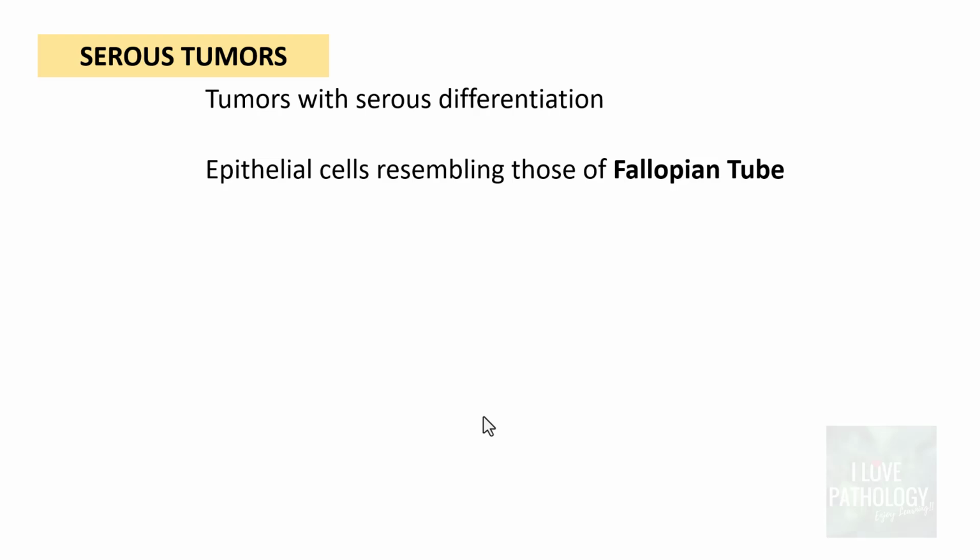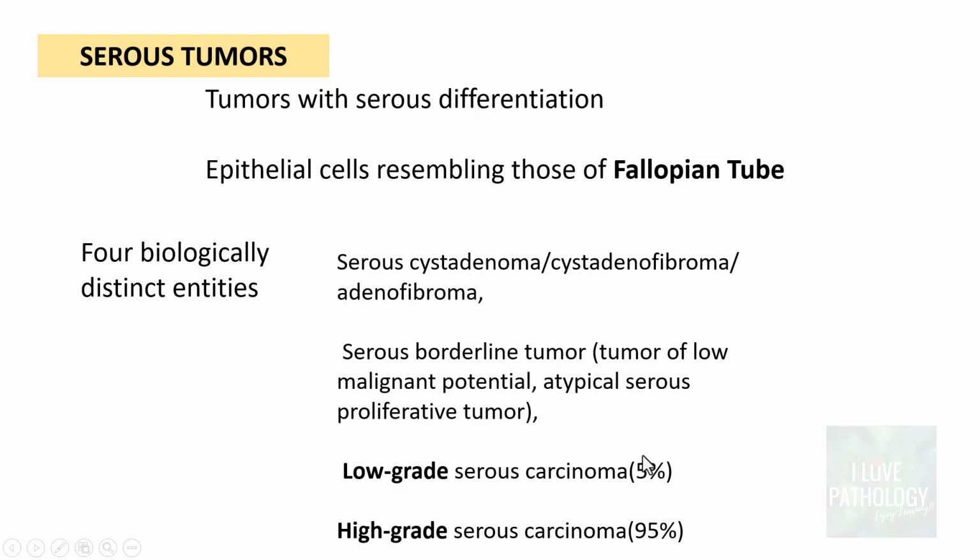Now let's move on to understand each of these tumors, serous tumors and mucinous tumors. Now what are these serous tumors? Which means these are the tumors with serous differentiation. Now what do you mean by that? These are tumors which are lined by the cells resembling those of the fallopian tube. There are four biologically distinct entities of serous tumors. One is serous cystadenoma or adenofibroma or cystadenofibromas. The second category is serous borderline tumor, which is also called tumor of low malignant potential or atypical serous proliferative tumor. The third category is low grade serous carcinoma, and the fourth category is high grade serous carcinomas.